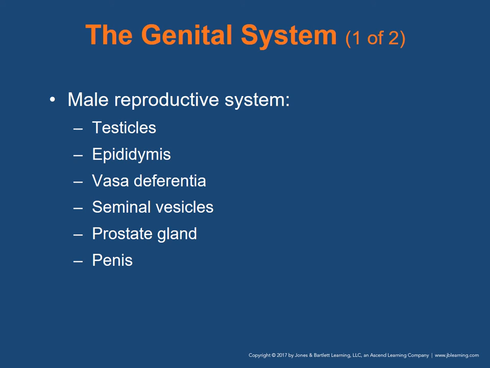We have the vasa deferentia, which are the tubes that connect the testicles and the epididymis to the urethra, and the vasa deferentia are very important in terms of procreation, very important for ejaculation, the seminal vesicles, the prostate gland, and of course the penis.